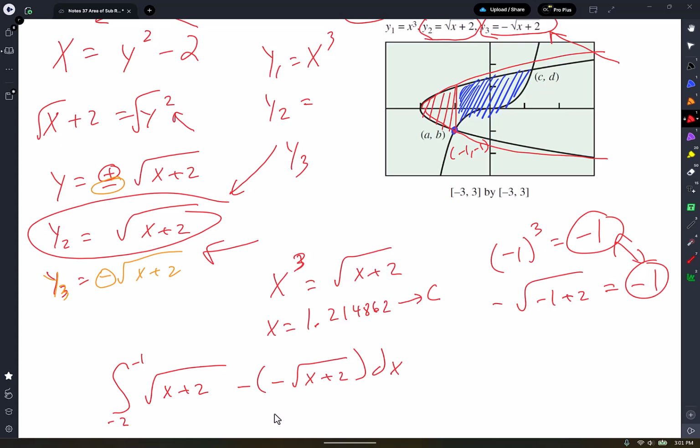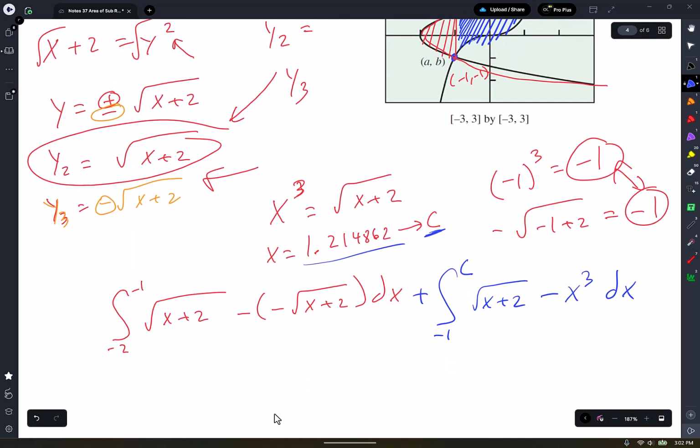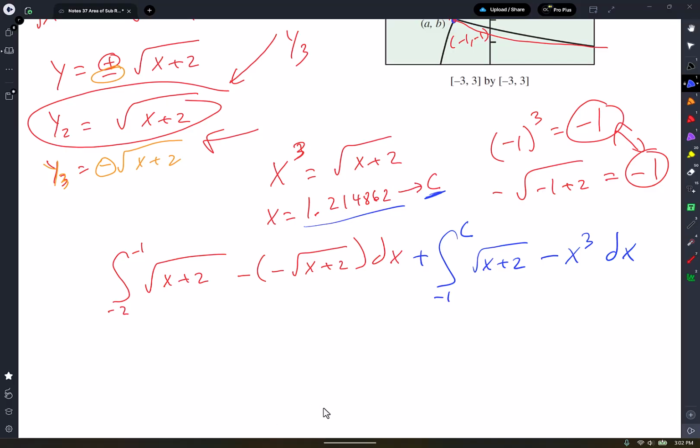Okay. Here it comes. I'm changing my color to blue. Azul. Plus integral from -1 to C. There is my C value right there. So my reader and my grader should know that my upper limit is 1.2148662. What is this top curve? Square root of x plus 2. And I'm going to subtract this bottom curve, which is x cubed dx.